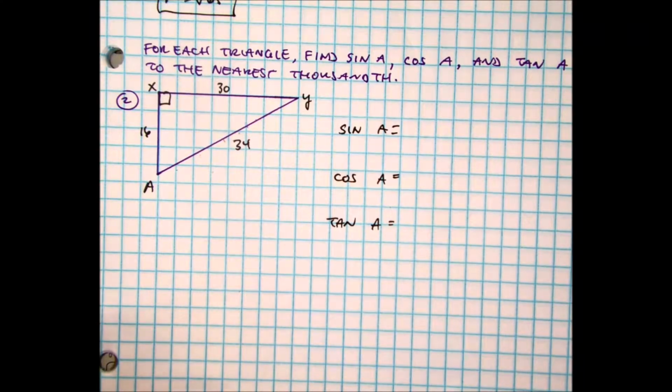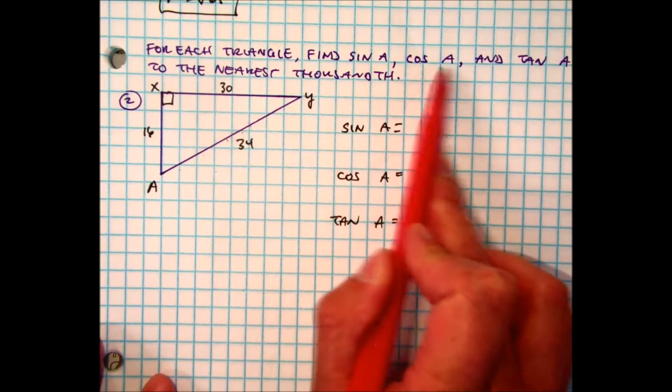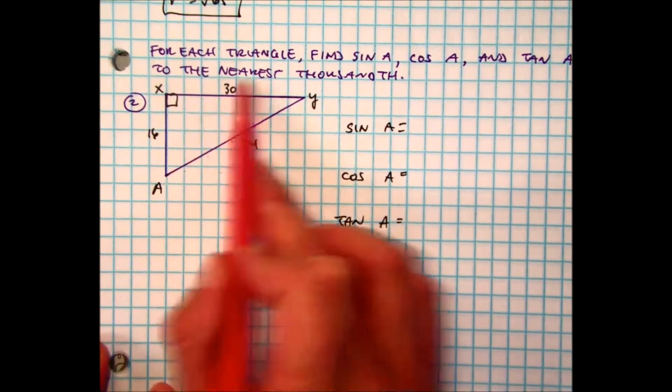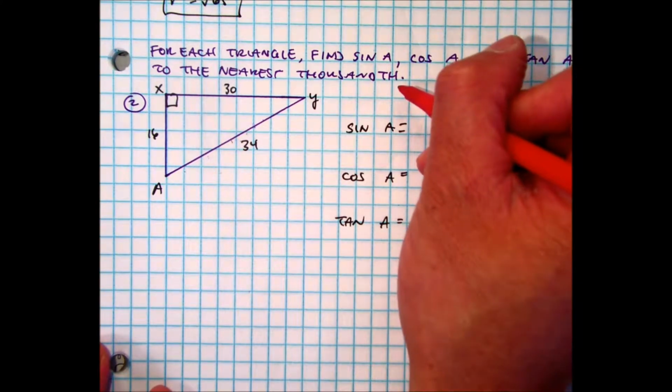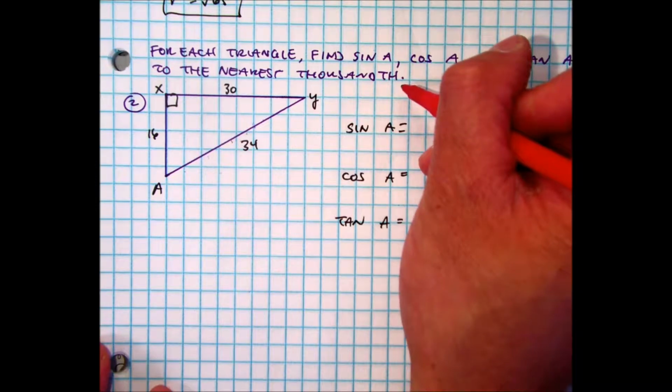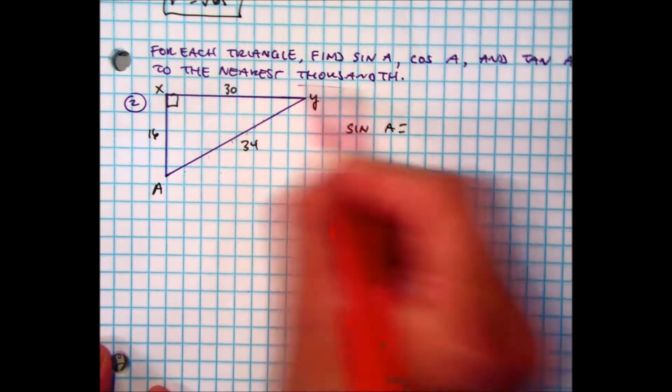Alright, so it says for each triangle, I guess we only have one triangle, find sine of A, cosine of A, and tangent of A to the nearest thousandth. Show me with your fingers, thousandths. How many decimal places? Oh, 1,000.